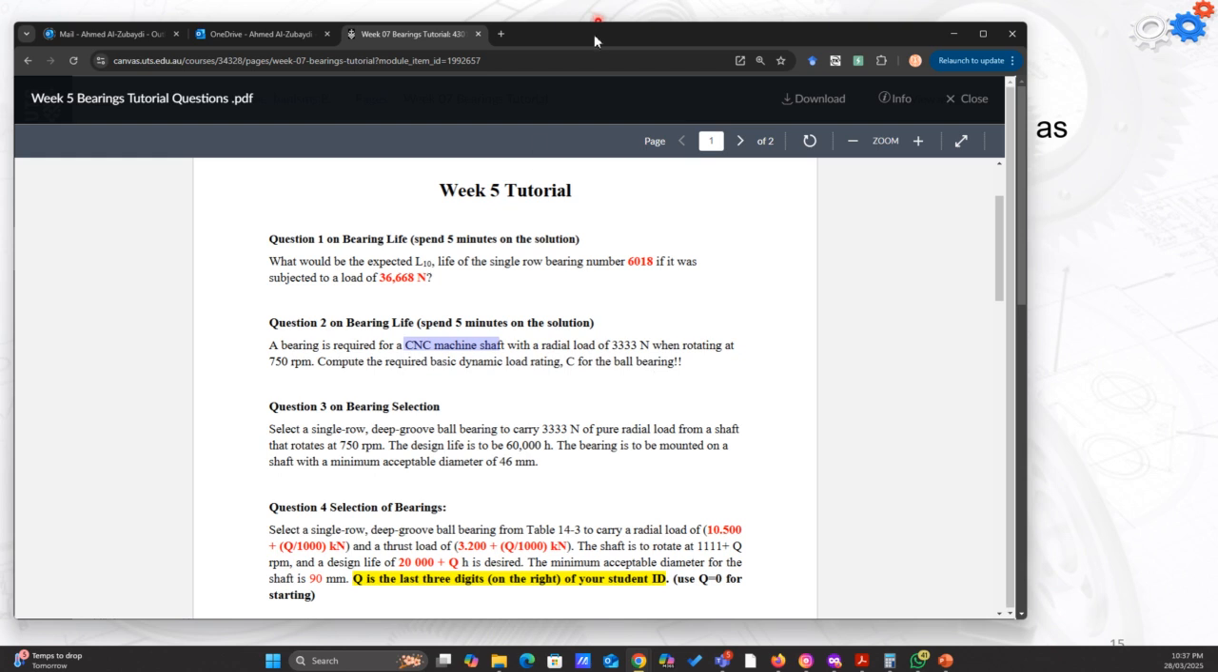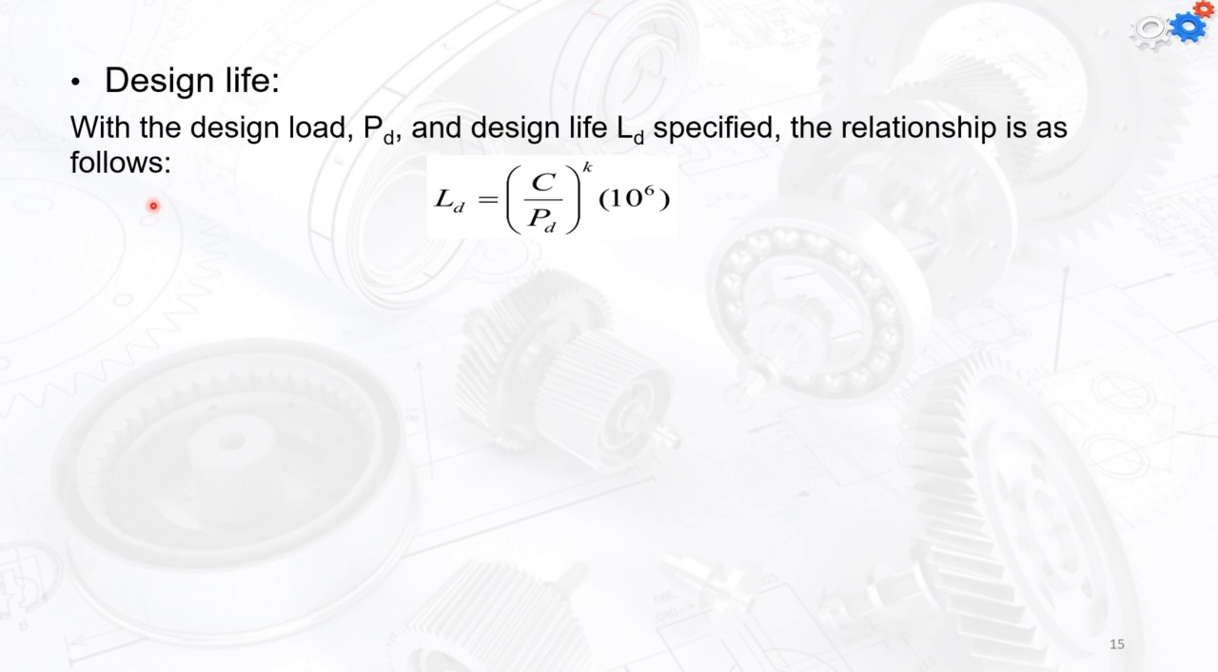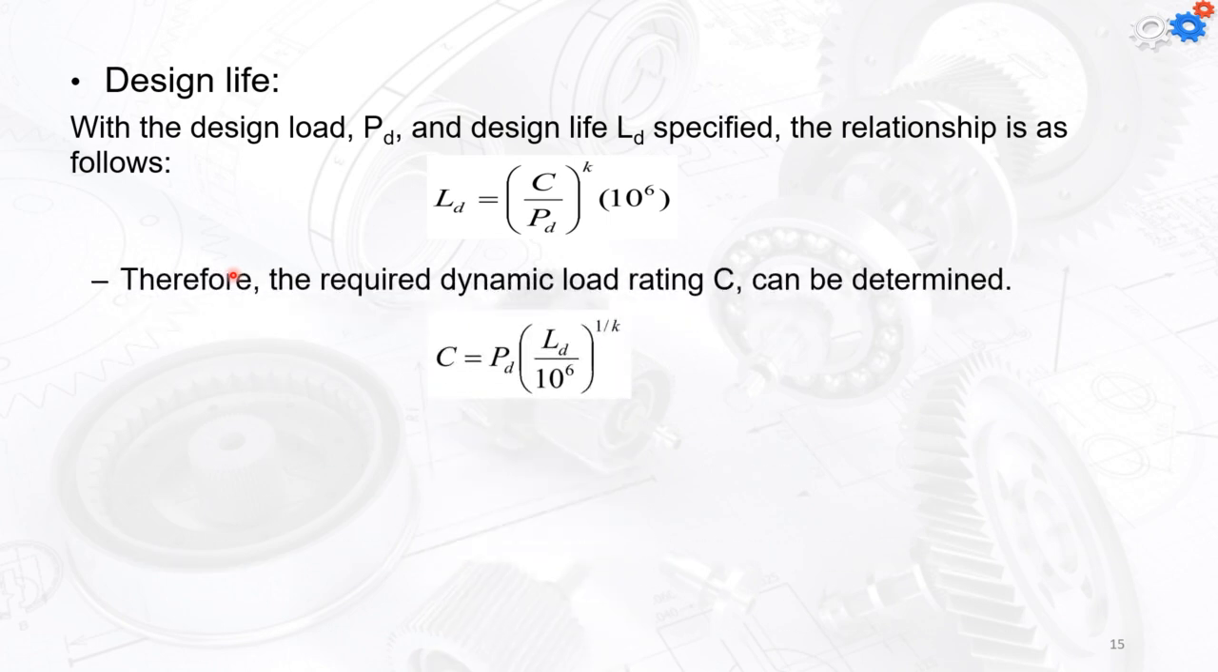Okay, so now let's try to find the equation. I know the RPM, I know the load, and we need to find the value for the C. Now let's take a look at this equation. This one actually can be used, but I need to rearrange it. So simply we can rearrange this equation to be C is equal to the PD multiplied by the LD divided by 10 to the power 6, all to the power 1 over K. Now you'll say, okay, how am I supposed to find the LD, which should be in revolutions? This is not in RPM.